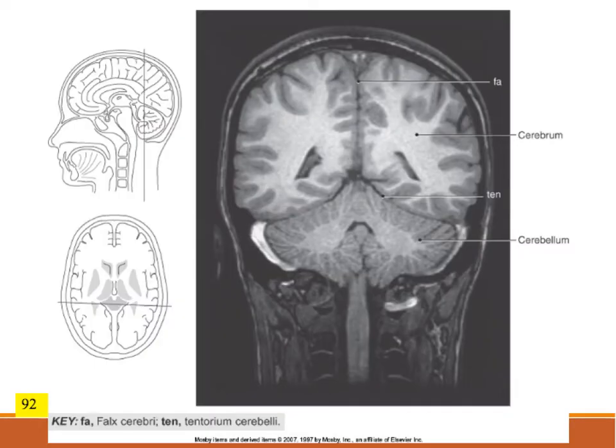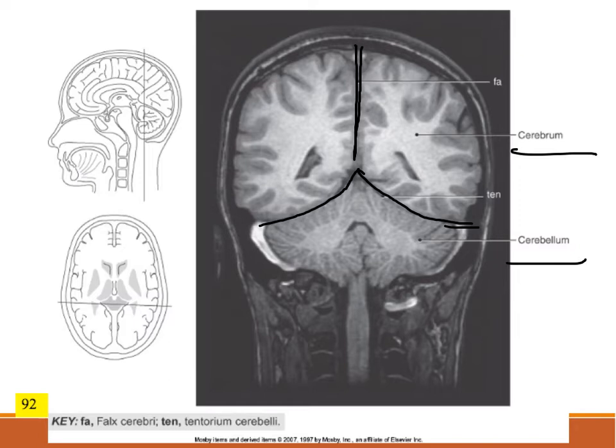Aha. So, what is this image of? What plane is this? Coronal image, right? So you're looking at the coronal image. You're looking at the cerebellum and you're looking at cerebrum. See how now you're looking at right here. What is that? Falx cerebri, exactly. And what is this one here? Tentorium cerebelli, exactly. Very important, and you can see them on a coronal image really well.